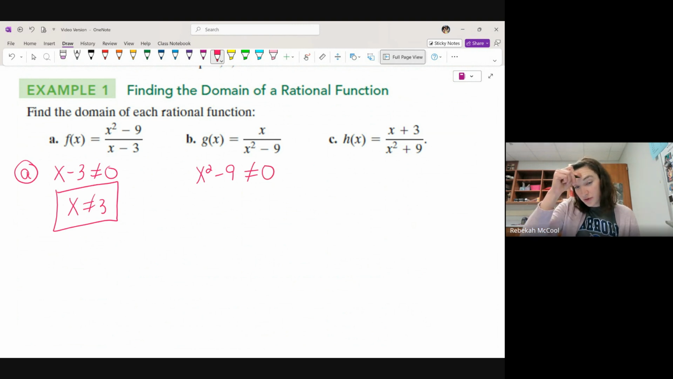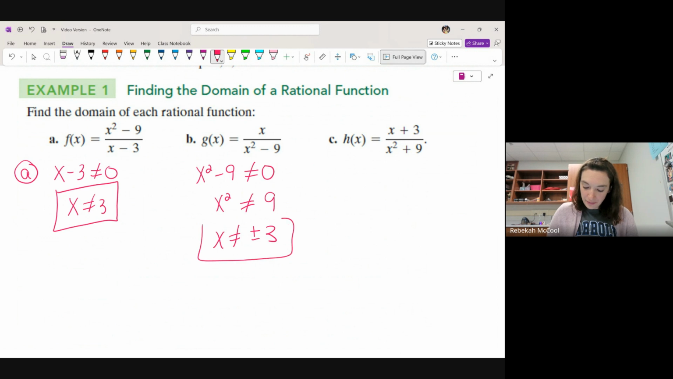Now you can solve this two different ways. This is factorable, it's a difference of squares, but you could also solve it by taking square roots. So if I add that 9 to the other side and then take the square root of both sides, I get x can't be equal to plus or minus 3.